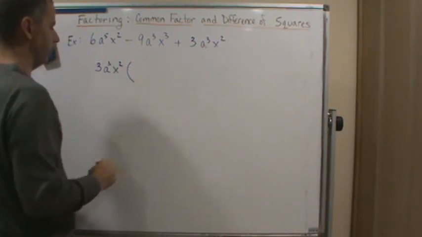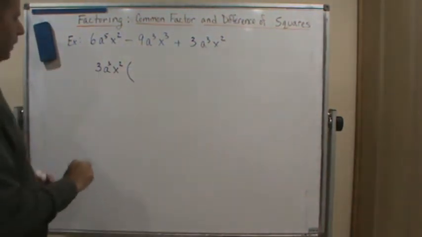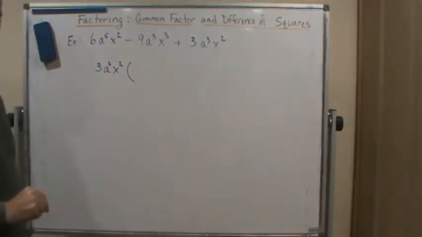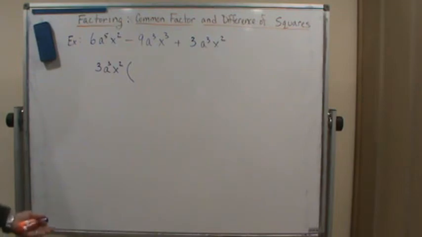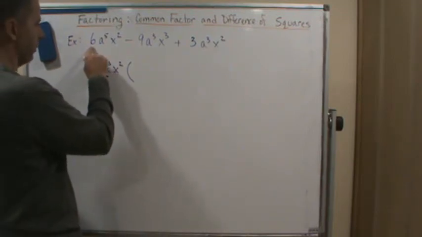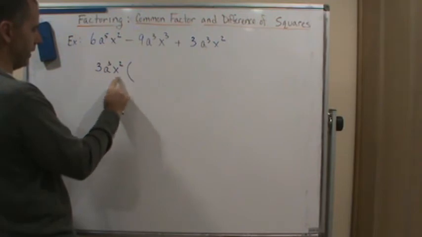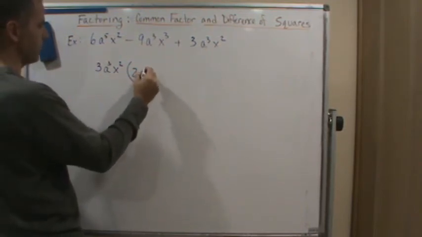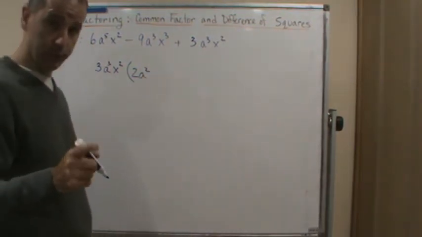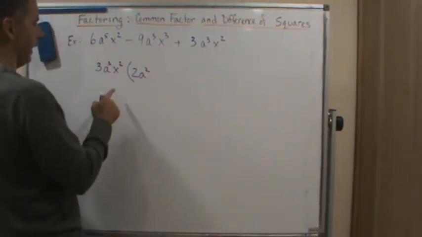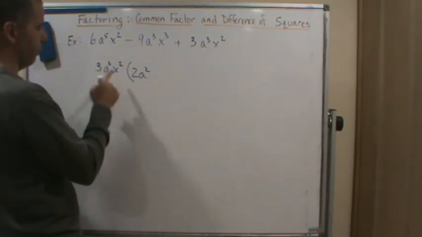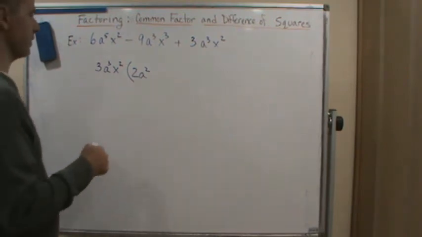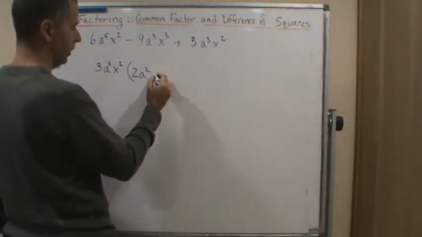Now, if we divide all of these terms by this factor, what will be left over? If we divide this term by this, we end up with a 2 and A squared. Remember your rules of exponents. And x divided by x is 1, so we're not going to put a 1 in there, because 1 times anything is itself. So this is what we get left over.